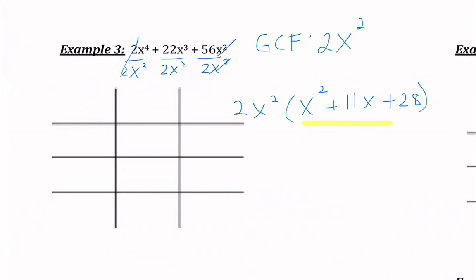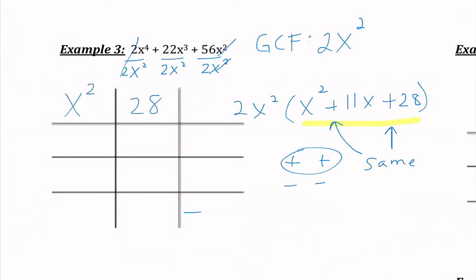So this is the piece that I'm going to tic-tac-toe. I look at my last sign. It tells me that they need to be the same. So I know it's either going to be a plus and a plus or a minus and a minus. To determine that, I look at the first one. So I know it's a plus and a plus. So I'm going to put my x squared in my first box, 28 in the box beside that, and my middle term, including the sign, in my last box.